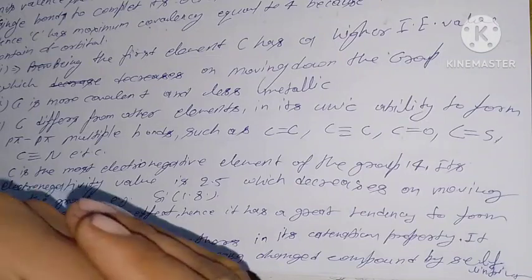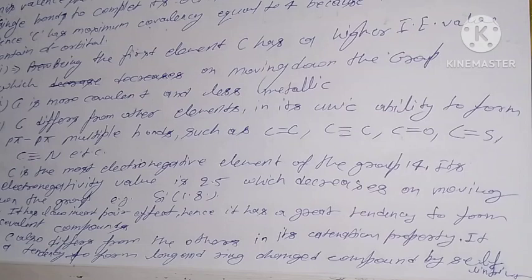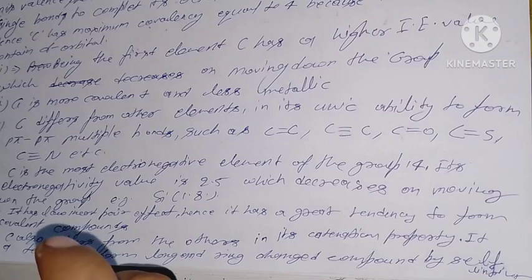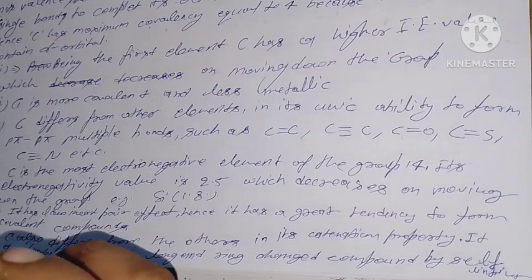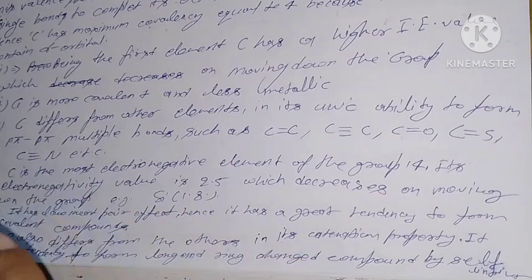Due to small size, high electronegativity, and absence of d orbitals, the first member of the group 14, carbon, differs from the other members of the group in the following ways. First, maximum covalency of carbon is 4, for others it is 6. Carbon has 4 electrons in its valence shell, 2s2 and 2p2. Therefore, it forms 4 covalent single bonds to complete its octet. Hence, carbon has a maximum covalency equal to 4 because it does not contain d orbital.